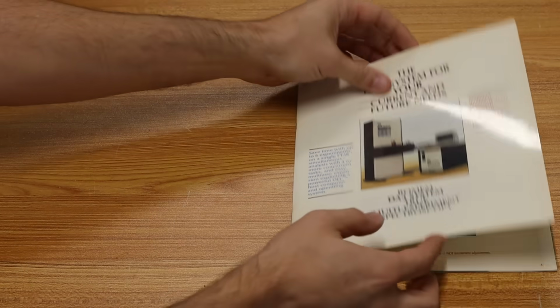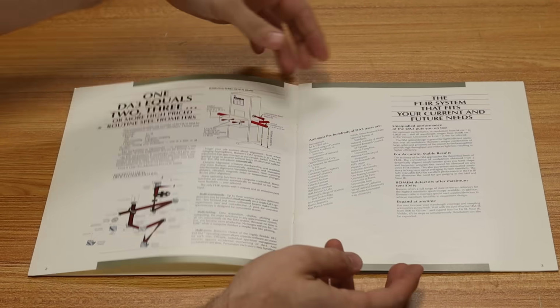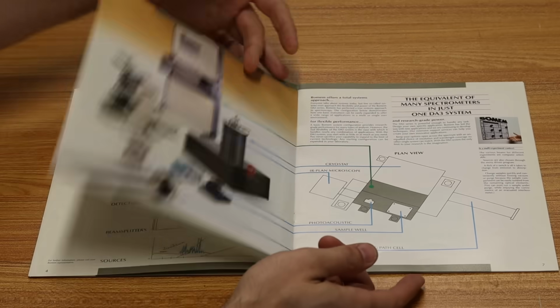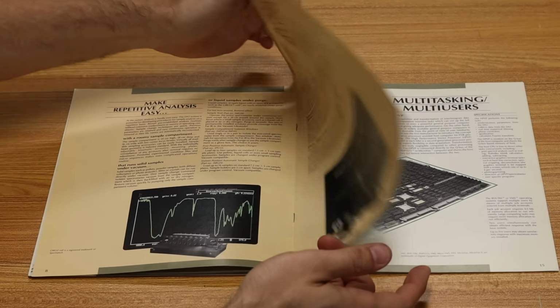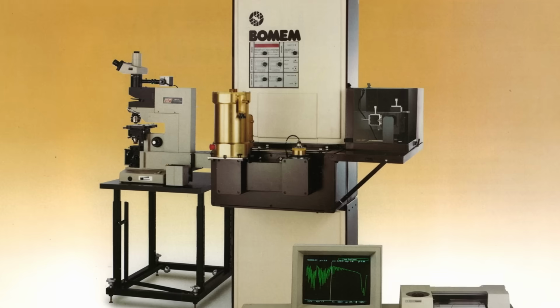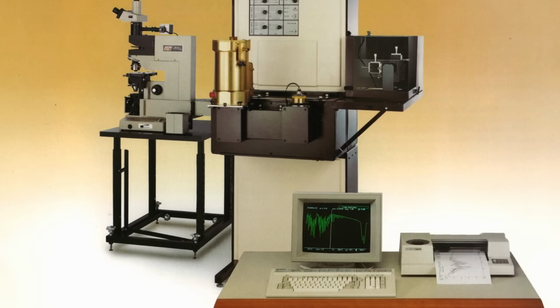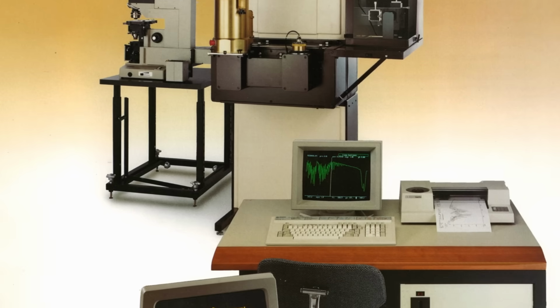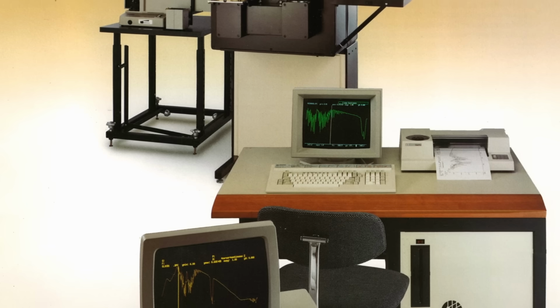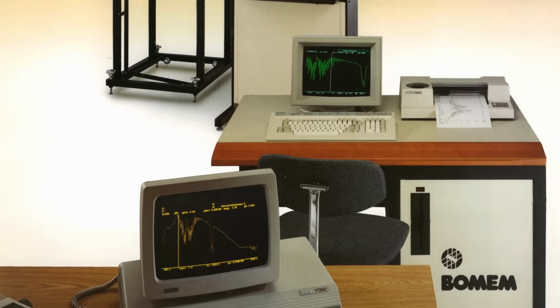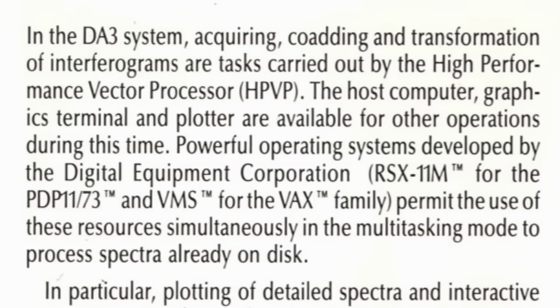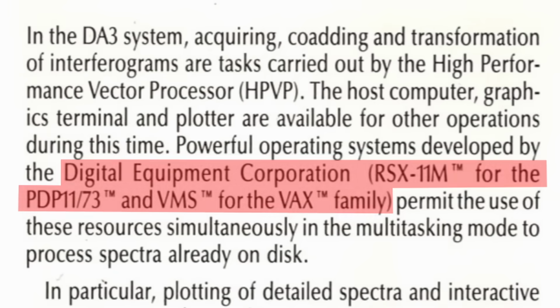Now, if we flip through the brochure here, there's lots of wonderful information about the DA3 itself, but when we get to page 15 here, it actually shows the computer that they use, which is built into this really cool looking desk with a nice wood grain finish on it. Unfortunately, I don't have this desk, but the computer on the inside can actually be one of two machines. It can be a PDP 11/73 or a VAX. But that's not the only thing.